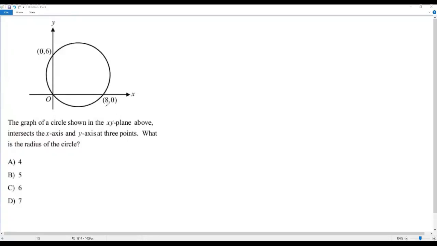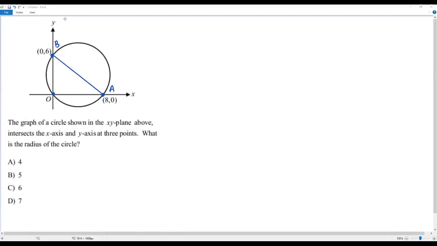Okay, for the given circle, we have to find the radius, and the circle intersects the x-axis at the point (8, 0), and intersects the y-axis at the point (0, 6), and here it intersects at the origin. Now let me call the x-intercept point A, and the y-intercept point B, and for the origin we have O. Now let me connect the points A and B with a line segment.